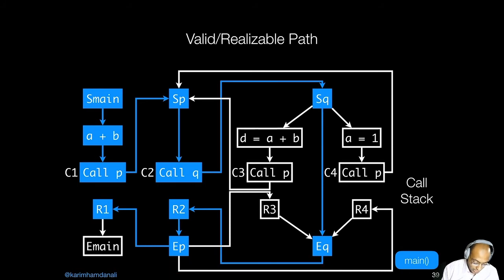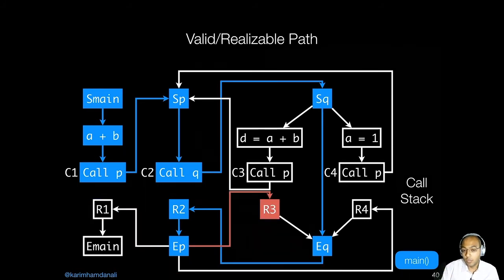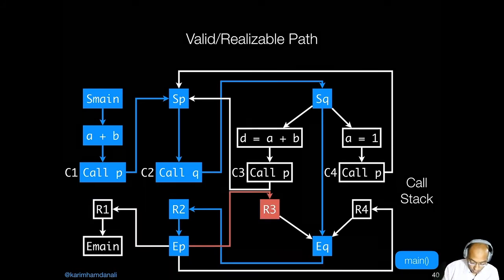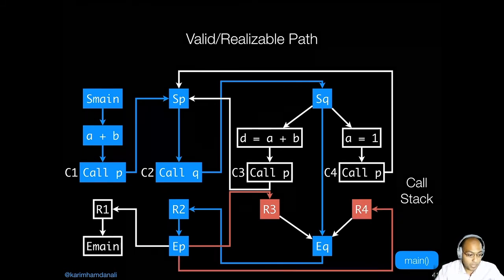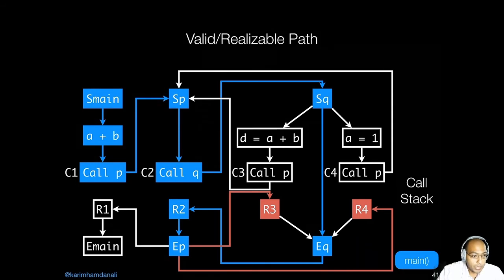And that would prevent the algorithm from going to R3, which is the wrong return point, or going to R4, which is again the wrong return point for my program. So basically, to be able to deduce this ability to return back to the right site, we need to also maintain a call stack. And here I'm going to return properly to R1.